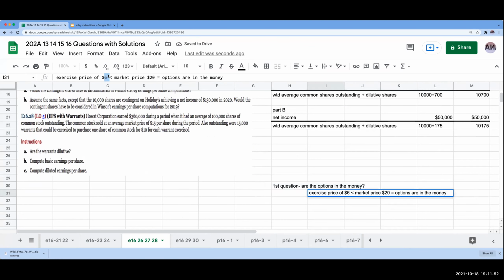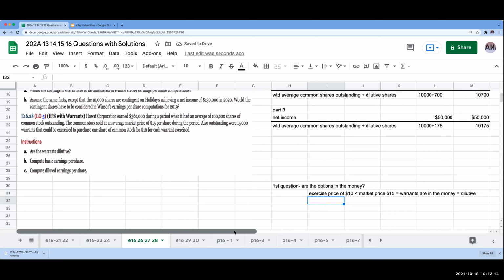The exercise price of $10 is less than the market price of $15. Options are in the money, and here we have the warrants. Warrants and stock options are kind of the same thing, but warrants are typically attached to a different type of instrument, like a debt financing, whereas options are typically given to employees. This is if the company is actually issuing them. So the exercise price of $10 is less than the market price, so the warrants are in the money.